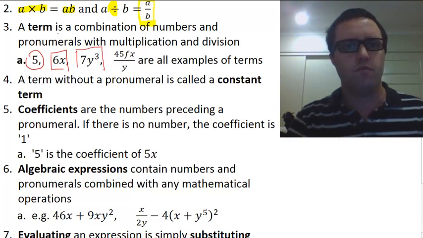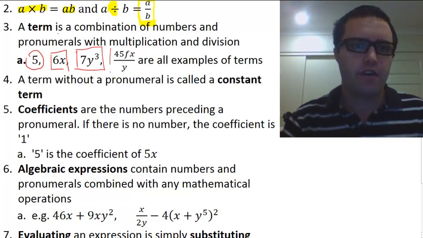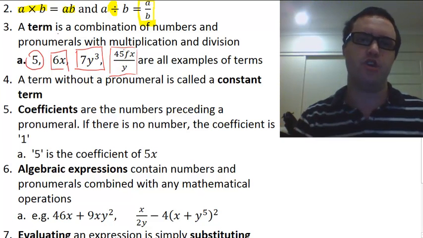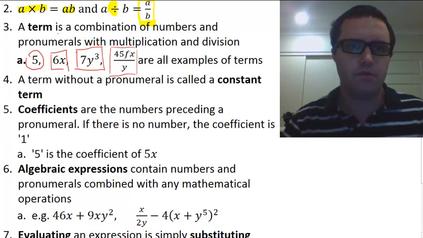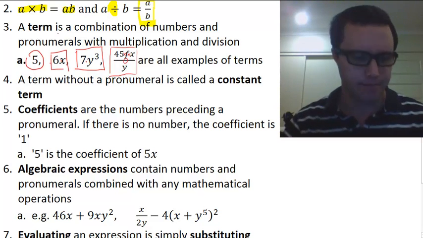7 times y to the power of 3, that's a term all by itself. 45 times f times x, all divided by y, is also a term. Why? Because there is all multiplication and division going on here. All multiplication, all multiplication. We assume there's multiplication against, as I said, the stuff we can't see.